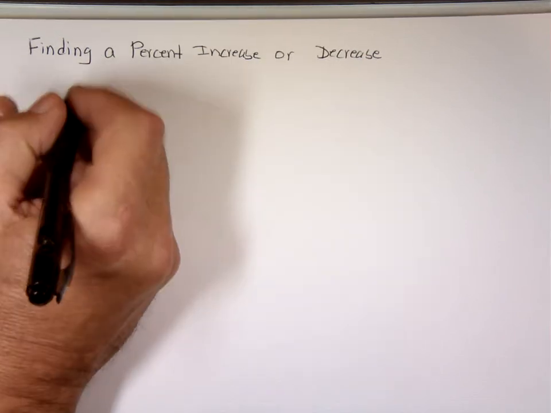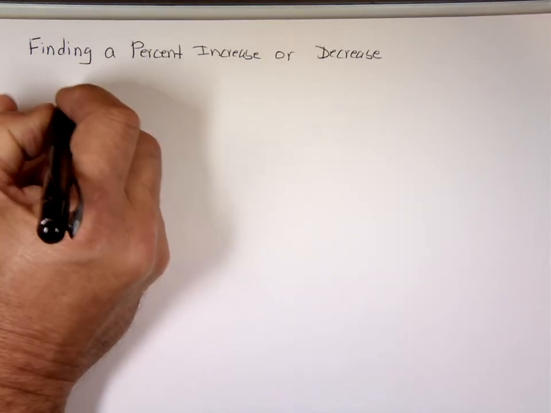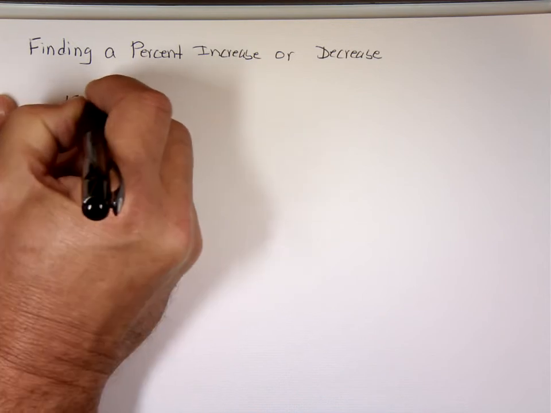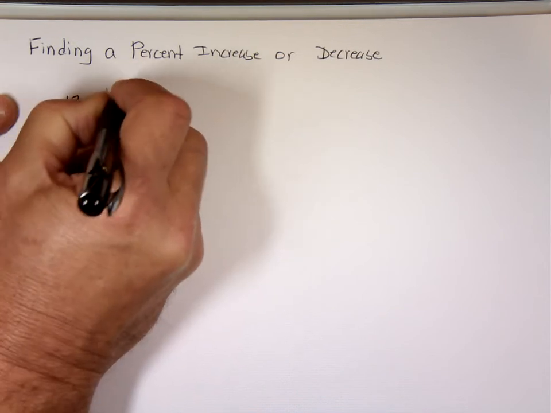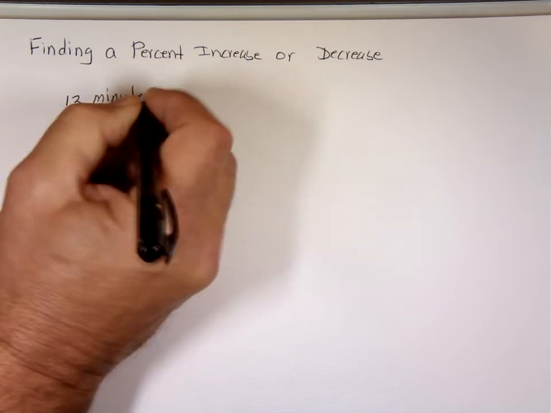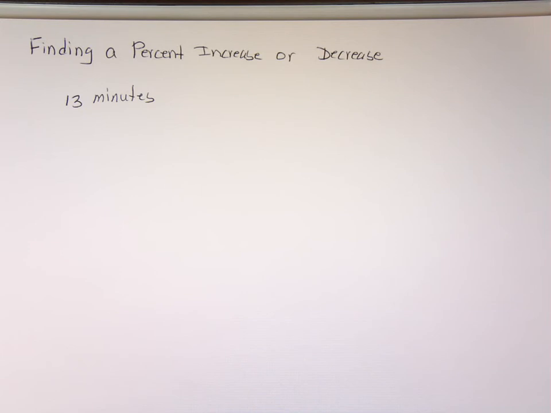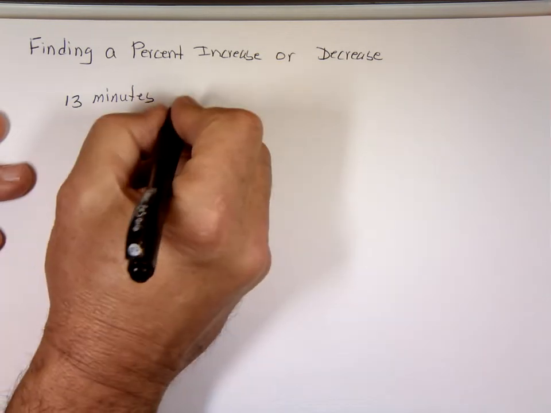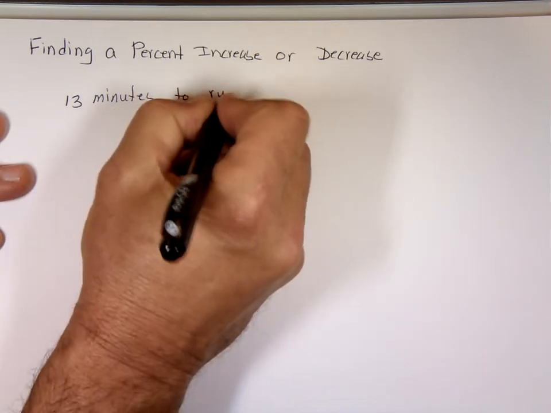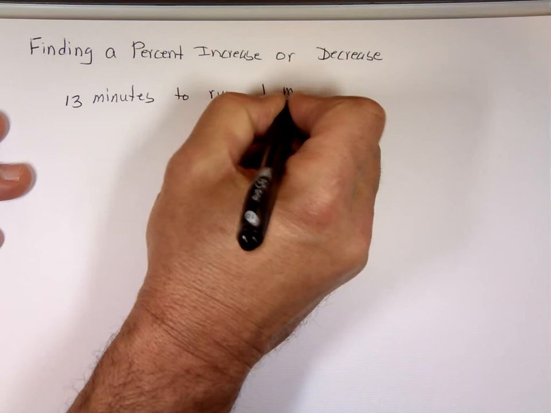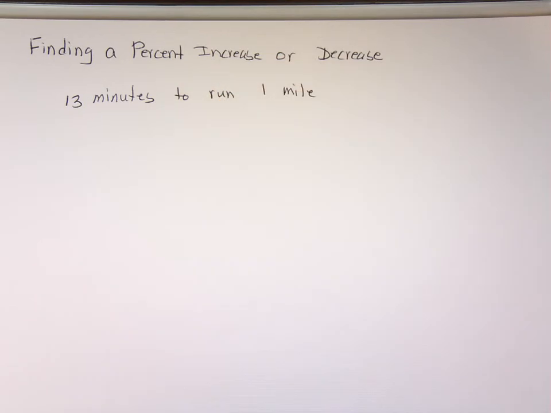So you ran the 1 mile in 13 minutes the first day. It took you 13 minutes to run 1 mile. Not that fast. Average almost what? 5 miles an hour, a little bit less than 5, 4.5 miles an hour.